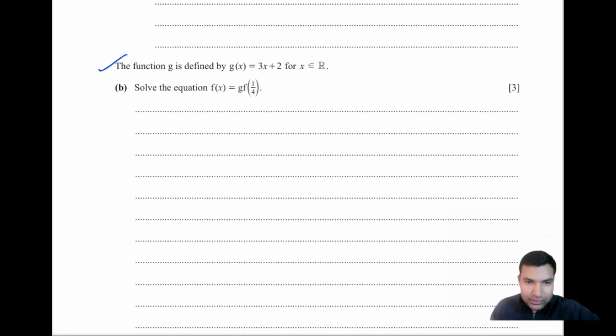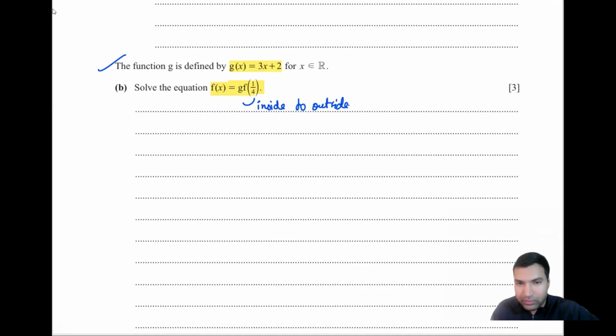Now they're asking us the function g is defined by g of x equals 3x plus 2 for all x belongs to real numbers. Solve the equation f of x is equal to g of f of 1 by 4. So this is composite function. So how do you solve this? Inside to outside. Inside to outside.